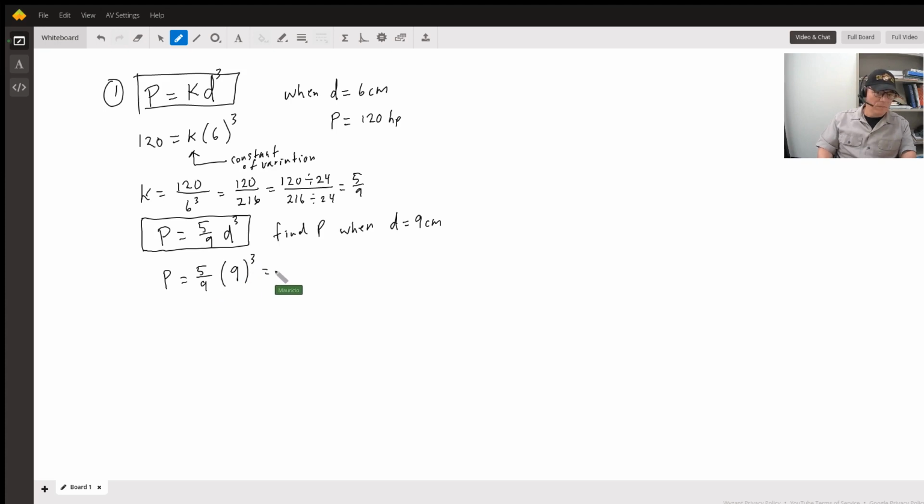So this becomes, when we cancel common factors, 5 times the square of 9, because 9 here goes into itself once and into this cube twice. And so 5 times 9 squared, that's 5 times 81, which is 405. So the answer to your question is the power equals 405 horsepower. That was question 1 on direct variation.